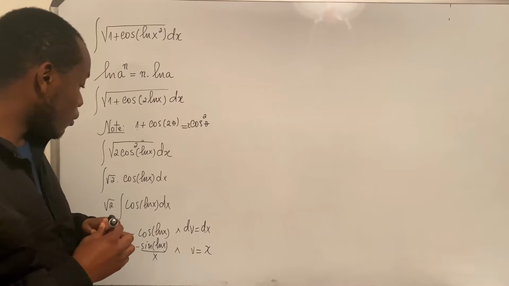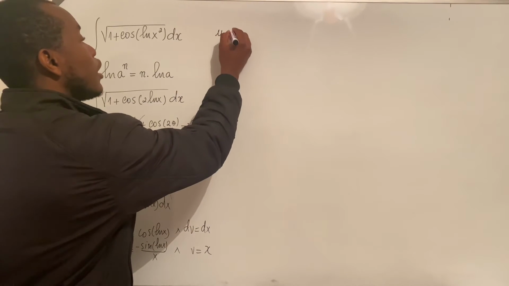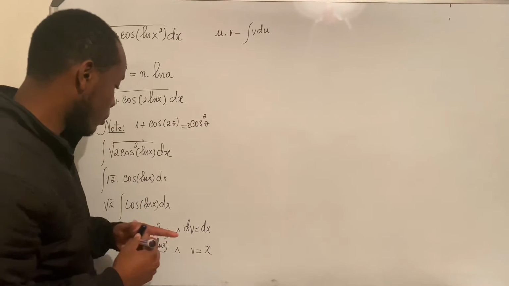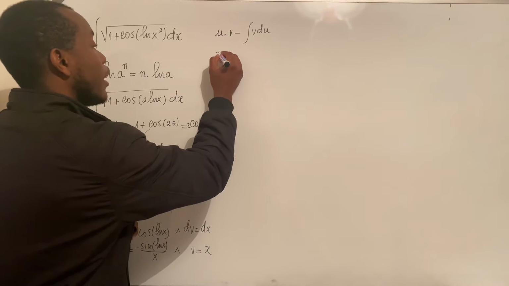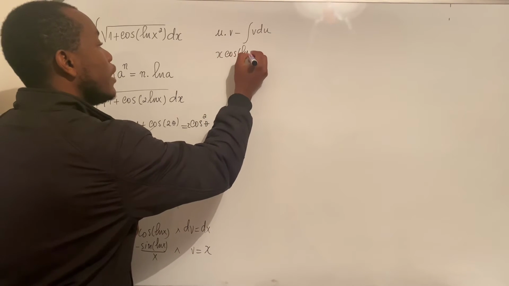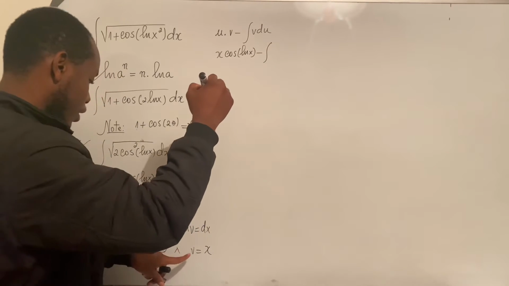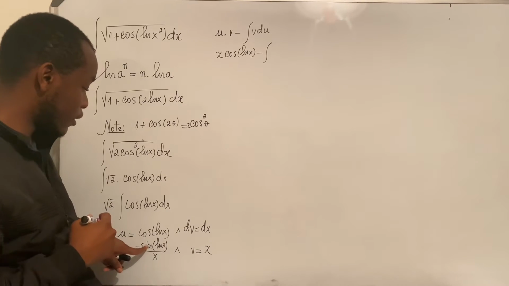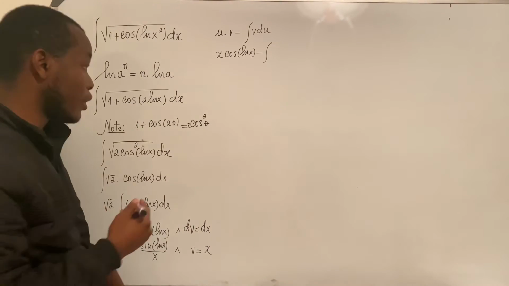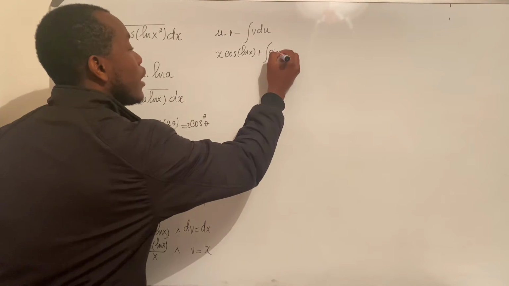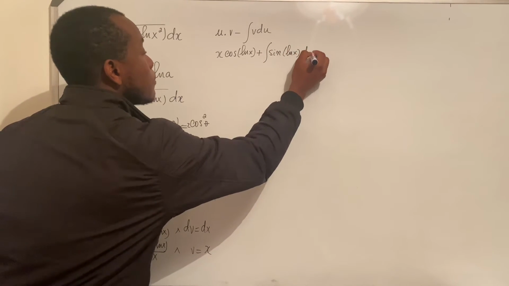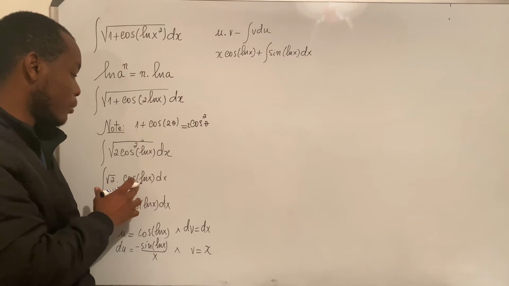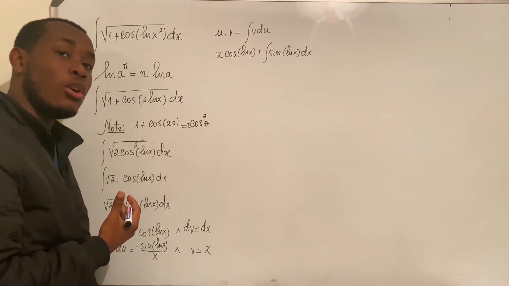Now, we know that the formula says it's u times v minus the integral of v du. If we multiply v times u, we have x times cos of ln x minus the integral. Since v is x, the x and the 1 over x cancel out, leaving negative sine ln x. With this negative, it becomes positive: plus the integral of sine ln x dx. So now we have the integral of sine of ln x. It's quite similar to the previous one, but with sine, so we can apply integration by parts again.